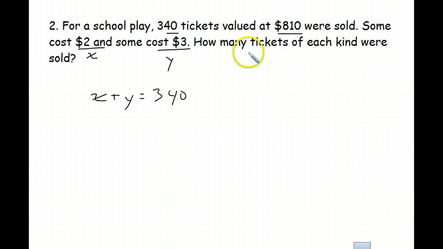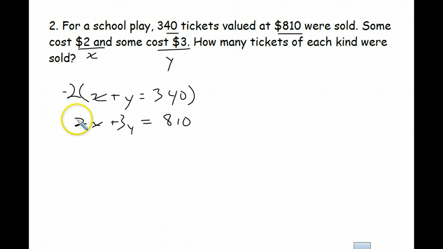They were valued at $810 altogether. Well, my X tickets cost $2, so 2 times the number of X tickets that I have, plus 3 times the number of Y tickets that I have, should equal the total value altogether. And there again, elimination may be the easiest way. You can also do substitution. Graphing would be pretty fun with this if you really like y-intercepts that are like 810 or something.